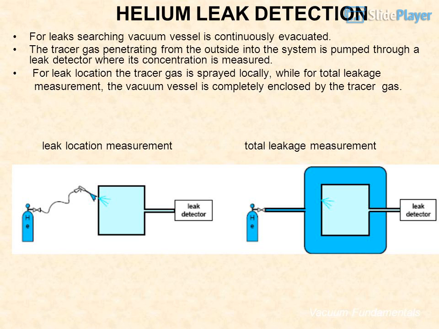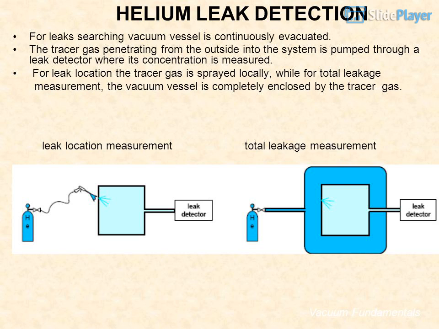Helium leak detection. For leak searching, the vacuum vessel is continuously evacuated. The tracer gas penetrating from the outside into the system is pumped through a leak detector where its concentration is measured. For leak location, the tracer gas is sprayed locally, while for total leakage measurement, the vacuum vessel is completely enclosed by the tracer gas.